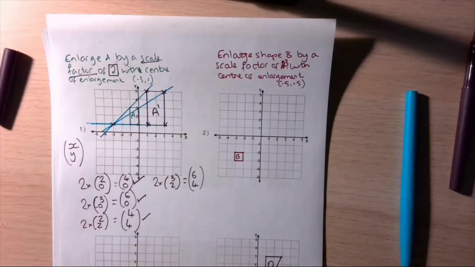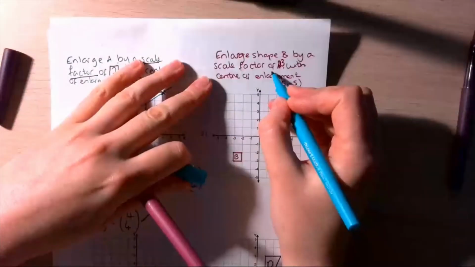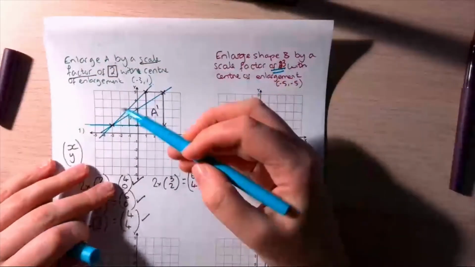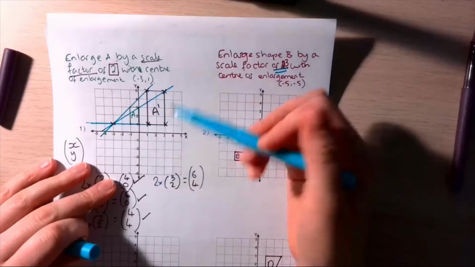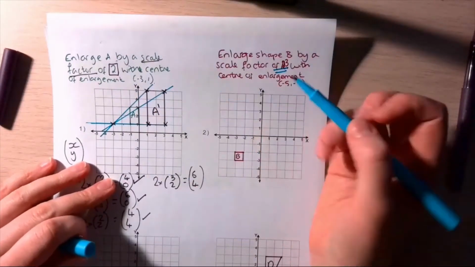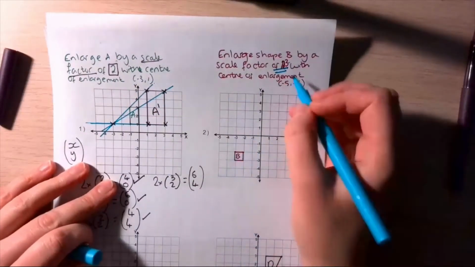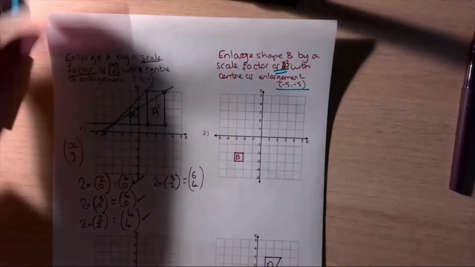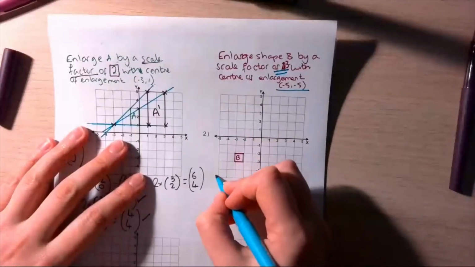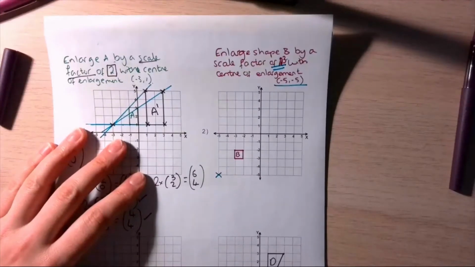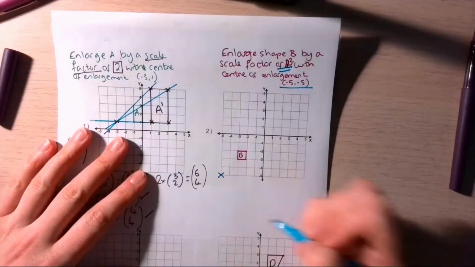So first thing we're going to do is to remind ourselves of what scale factor we're doing, and that's a scale factor of 3. It's very easy to get into rhythm. We often see a lot of 2s, so getting into the rhythm of always doubling things, whereas actually that's not always the case. And our centre of enlargement, -5, -5. So I'm going to pop a little cross at our centre of enlargement. Okay, first thing you want to do is really mark that centre.